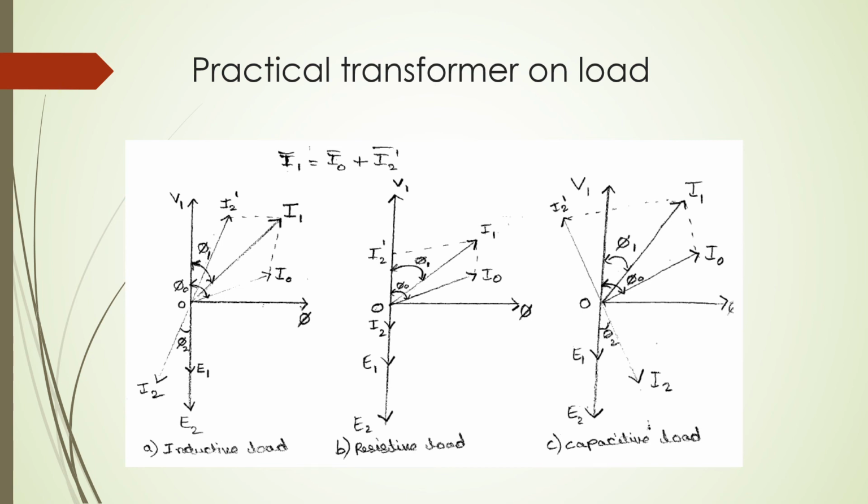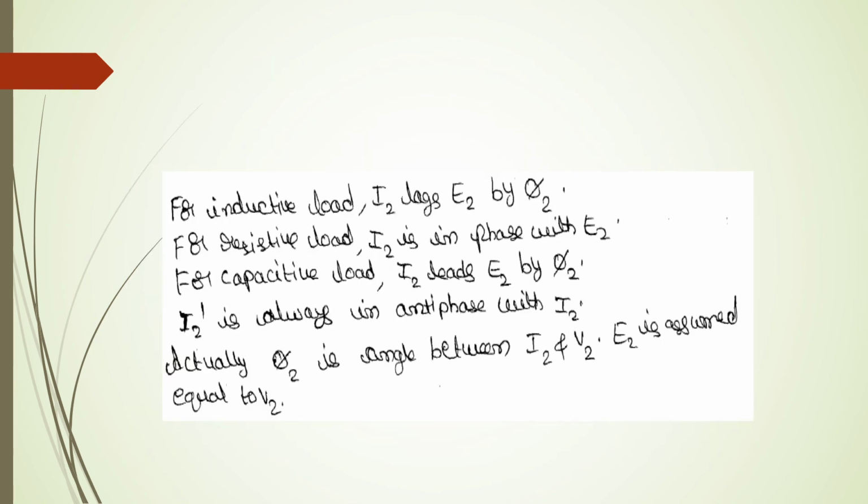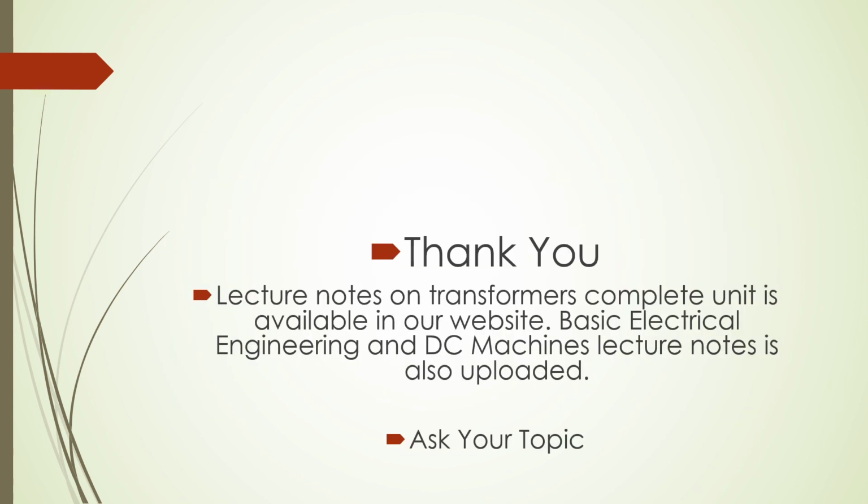So here I have represented three phasor diagrams for inductive load, resistive load and capacitive load. For inductive load, I2 lags E2; for resistive load, I2 is in phase with E2; for capacitive load, I2 leads E2 by phi 2. Also, I2 dash is always in antiphase with I2. Actually, phi 2 is the angle between I2 and V2. So this is about the phasor diagram of a transformer under no load and loaded conditions.